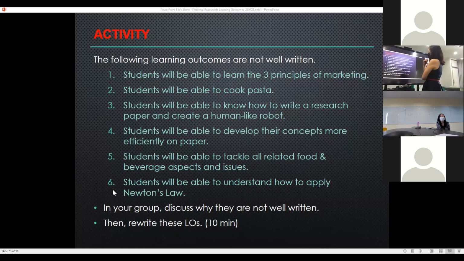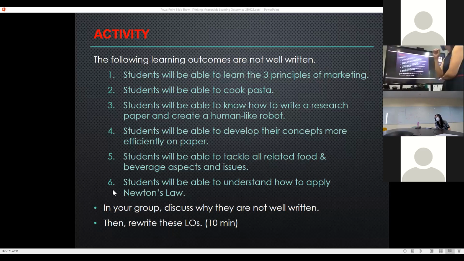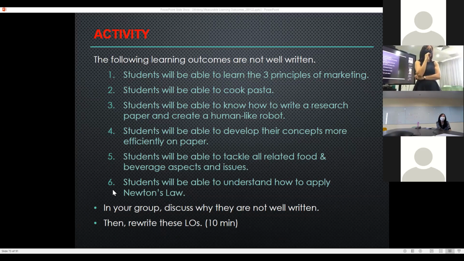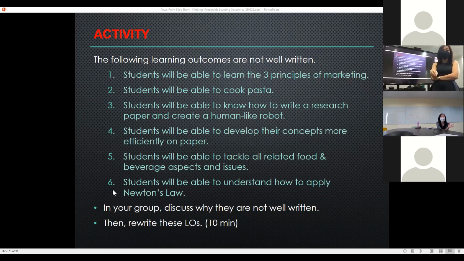Students will be able to know how to write a research paper and create a human-like robot. So this was a bit tricky because we weren't sure what the research paper was for. So we said write a research paper about a human-like robot. So students will be able to write a research paper about a human-like robot.